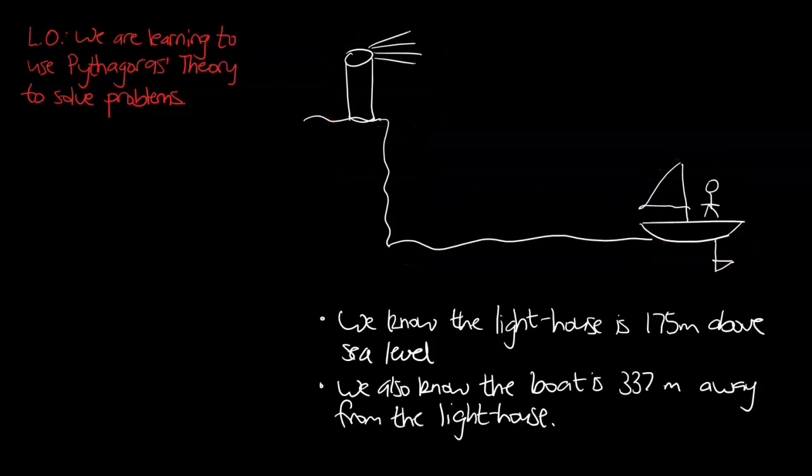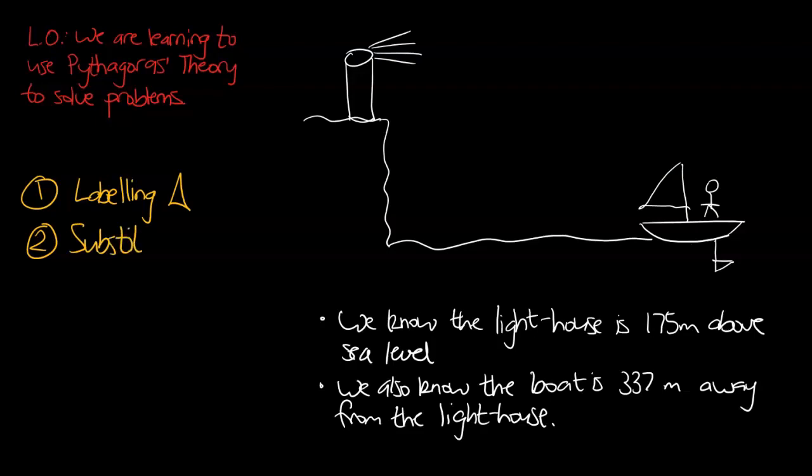But before we get into that, we just want to remind ourselves, what are the steps of solving a Pythagoras' theorem-related problem? Hopefully you recall that the first one is labeling your triangle. The second one after that was substitution, which was a really important one. And then finally, after that, you were to solve.